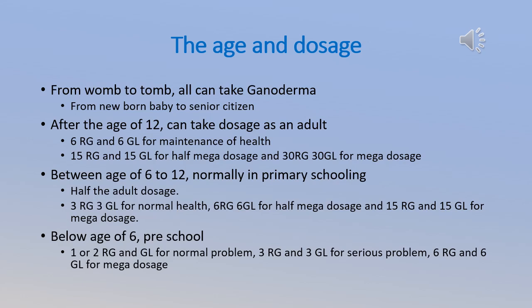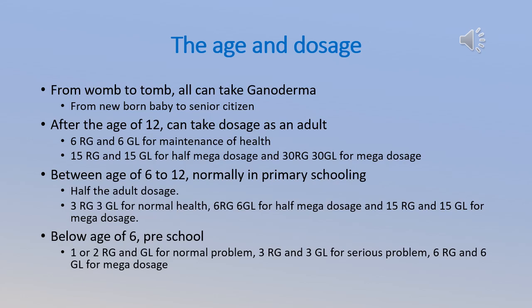For the adult, after the age of 12, they can take the full dosage. For example, 6 Rg and 6 GL for maintenance of health, with spirulina a similar amount or double. Then 15 Rg and 15 GL for half mega dosage, and 30 Rg and 30 GL for mega dosage. Those between the age of 6 and 12, normally those in secondary school, which is easier to remember, take half the adult dosage: 3 Rg and 3 GL for normal health, 6 Rg and 6 GL for half mega dosage, and 15 Rg and 15 GL for mega dosage.